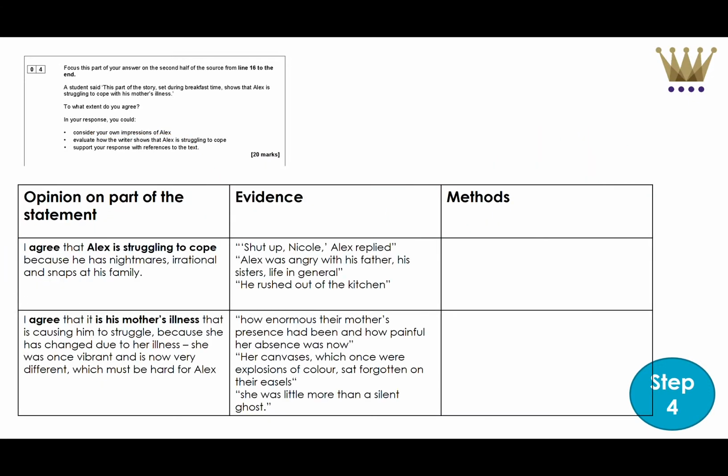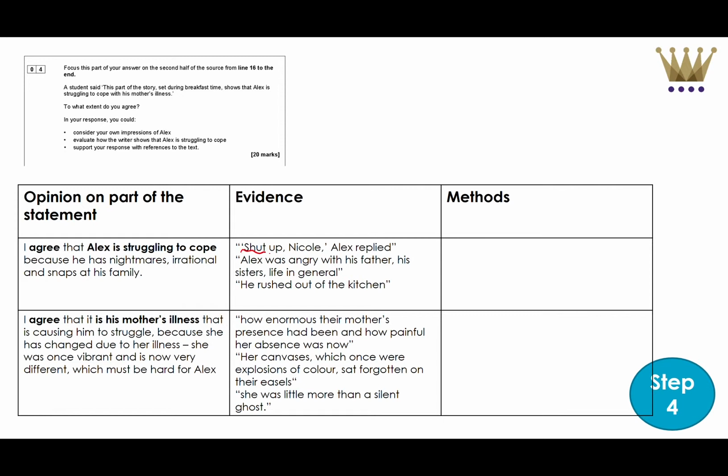So here we go. I found "Shut up, Nicole." Alex was angry with his father, his sister's life in general, and he rushed out of the kitchen. And I found these quotes here. Pause it if you need to have a look at them for the second part. Now the last thing that I need to do is find methods. You'd do this with every quote, but I'm just going to show you how I do it with a couple.